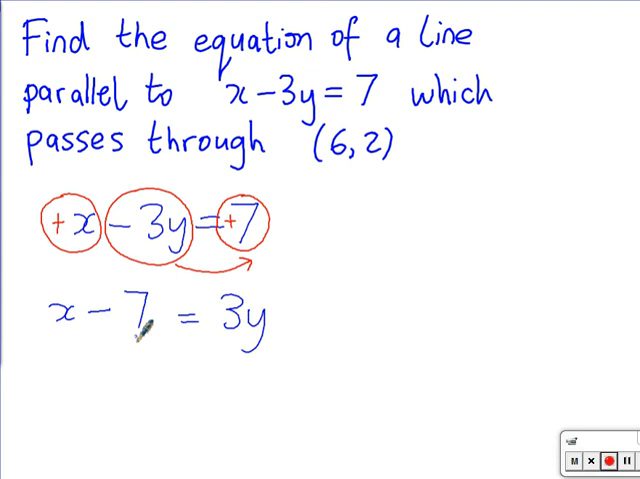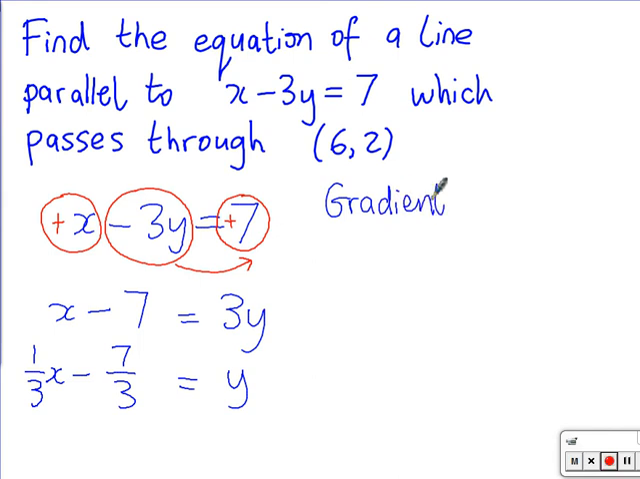Nearly there. I need y on its own. So I've got to divide every term by 3. So I'm going to get a third of x, or x over 3, minus 7/3. We don't need to work out 7/3, it's a horrible decimal. Now that we've got that, we can say that the gradient of the line that we want is going to be 1/3, because it has to be the same as the one that we found here. So that's part of it.